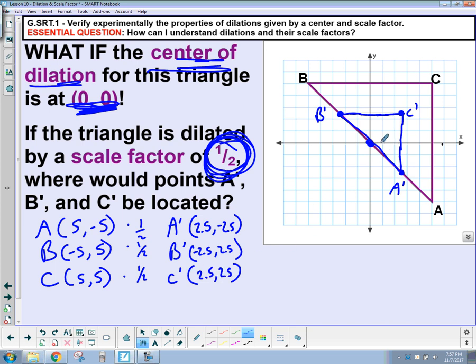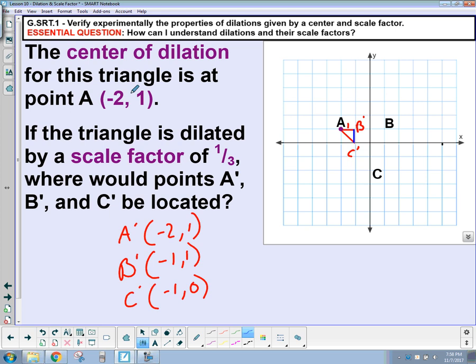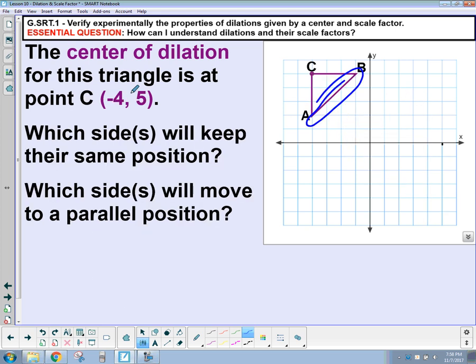Okay? Remember, don't confuse these things. Back here, we were counting. We were counting with these. The center of dilation is at 0, 0, so you multiply. That's your shortcut.